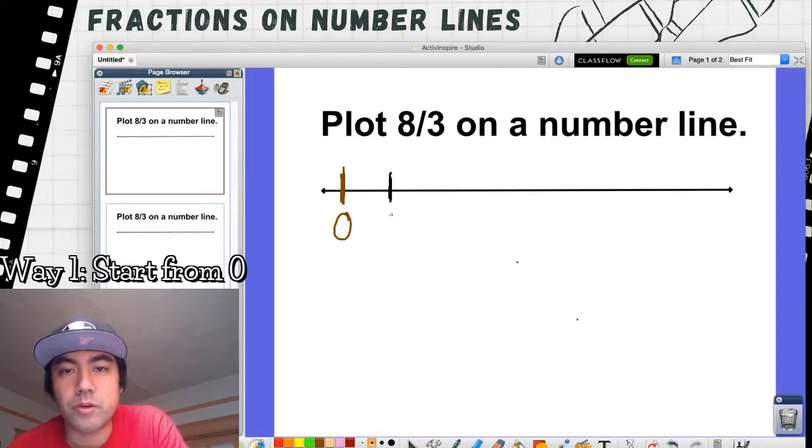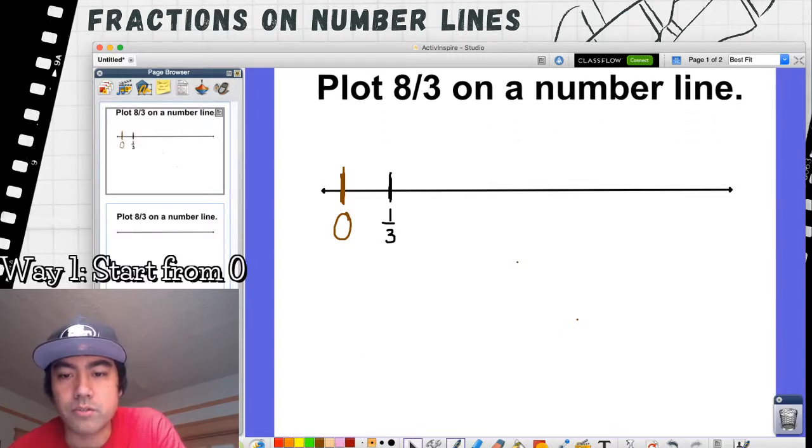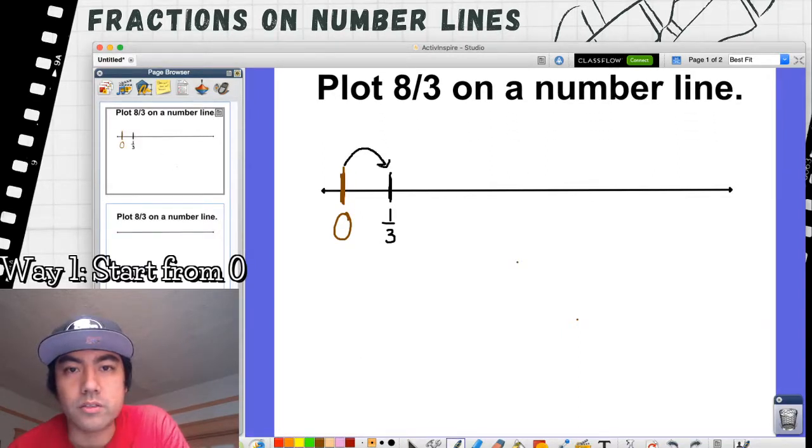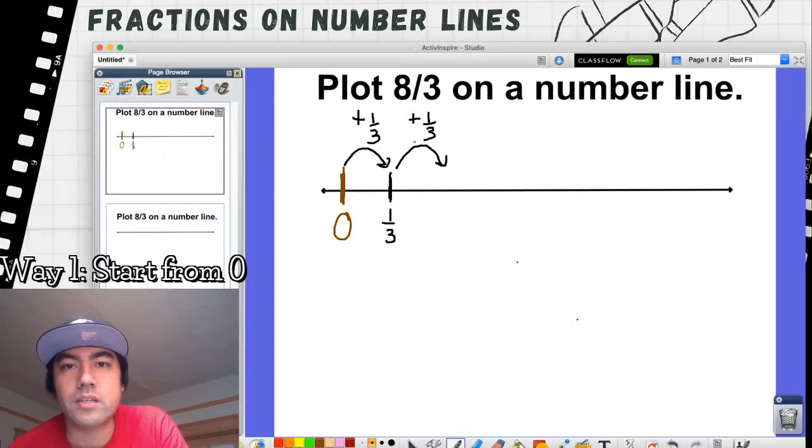The next thing I'm going to write is 1 over 3. And I'm going to keep counting by 1/3. So every single time that I'm doing this, I'm really just going to be adding 1/3. So plus another 1/3. So I'm just going to keep on adding another 1/3. Now you don't need to write this stuff on top, okay? But I am just doing that so that you can see what's going on.